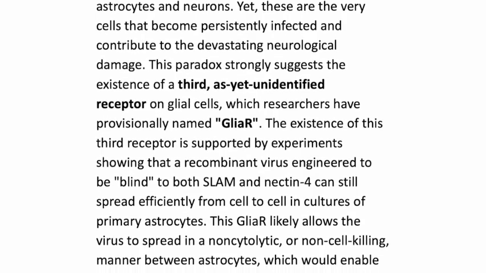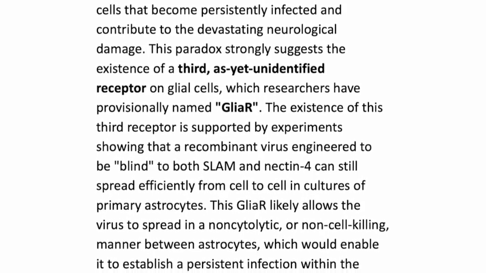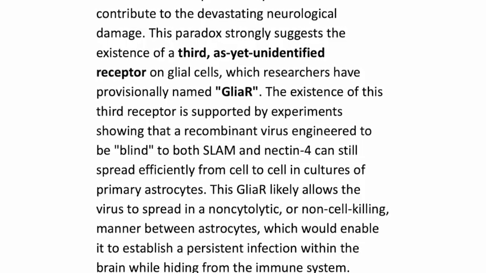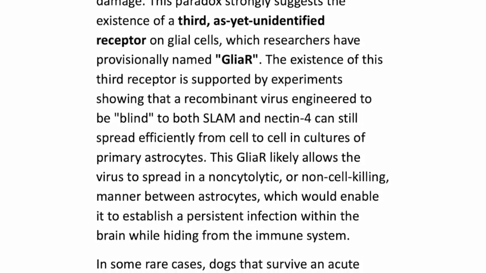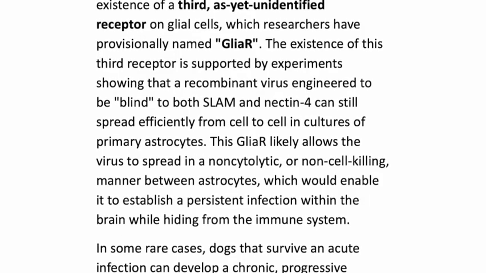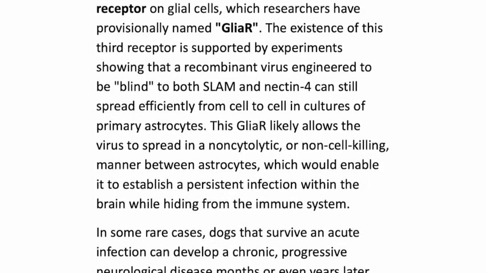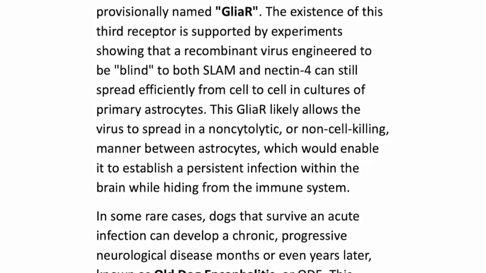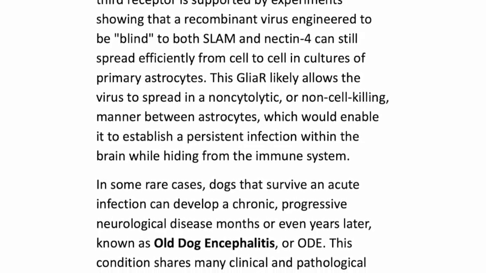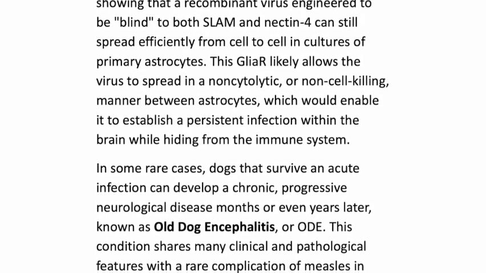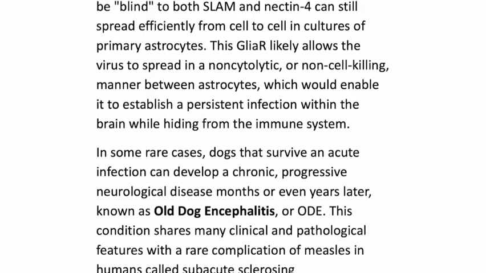The existence of this third receptor is supported by experiments showing that a recombinant virus engineered to be blind to both SLAM and Nectin-4 can still spread efficiently from cell to cell in cultures of primary astrocytes. This GLIAR likely allows the virus to spread in a non-cytolytic, or non-cell-killing, manner between astrocytes, which would enable it to establish a persistent infection within the brain while hiding from the immune system.